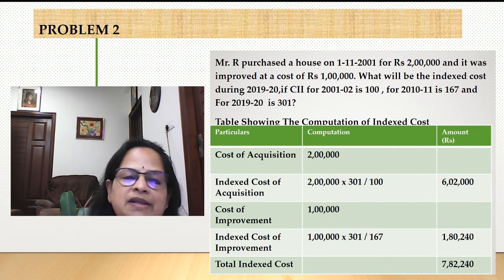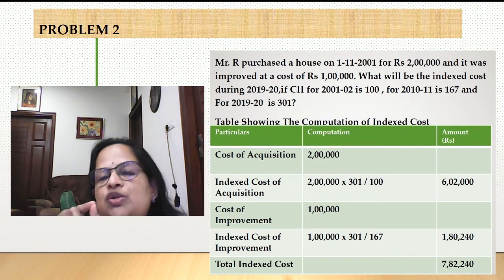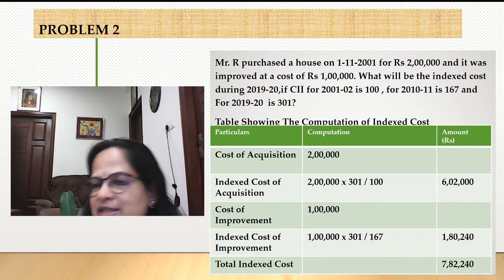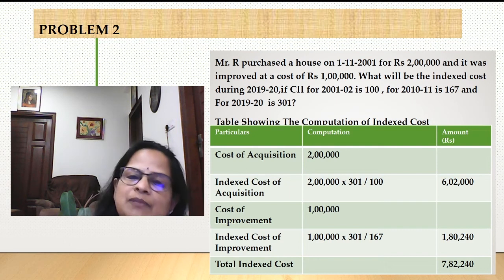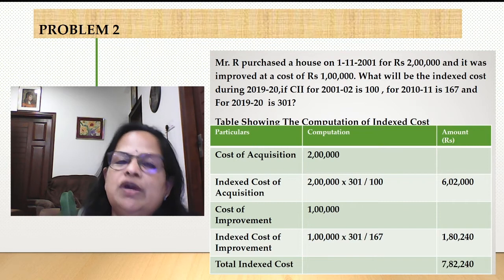You don't have to learn that by heart. Only two values I will always advise the students to remember: 2001-02 is 100, which is the year of starting the indexing, and this year's index value 2019-20 is 301.